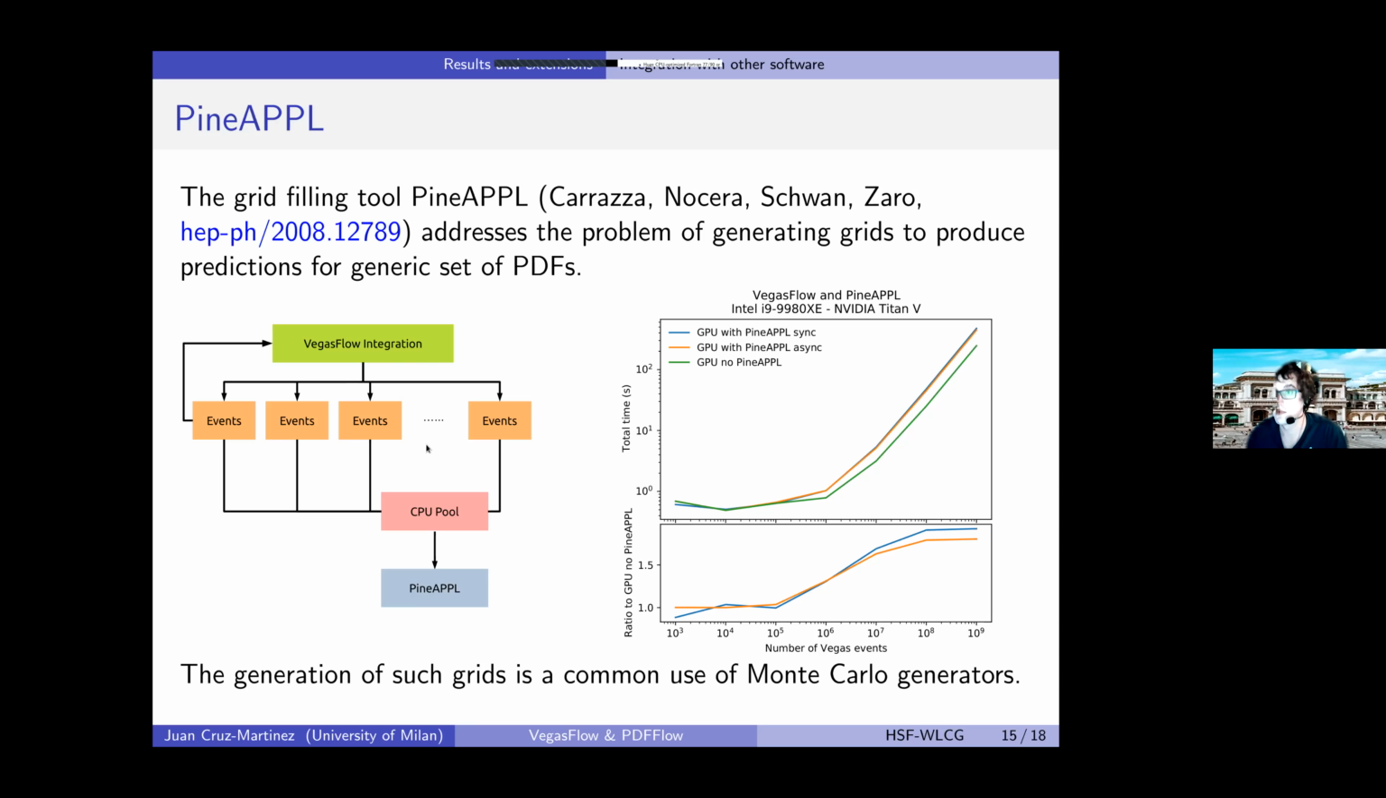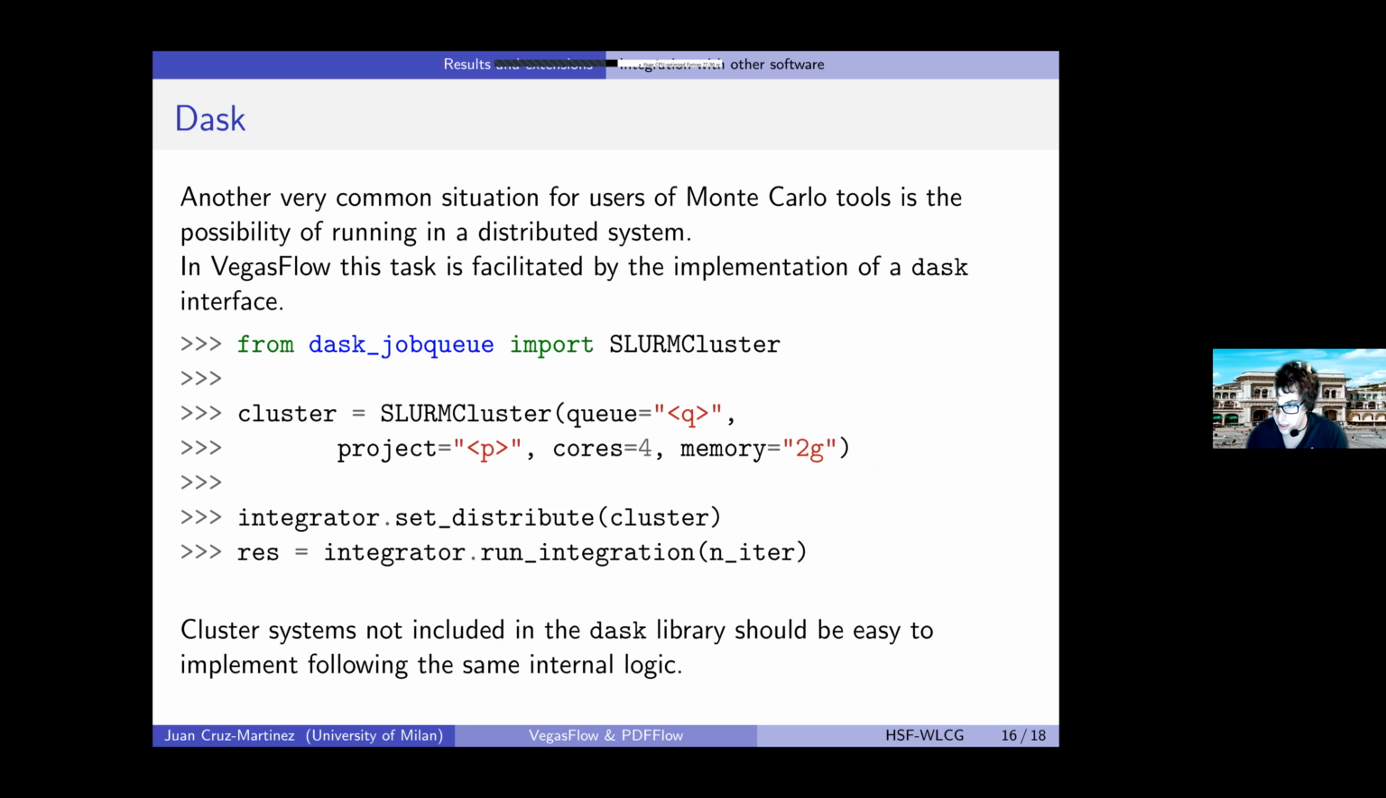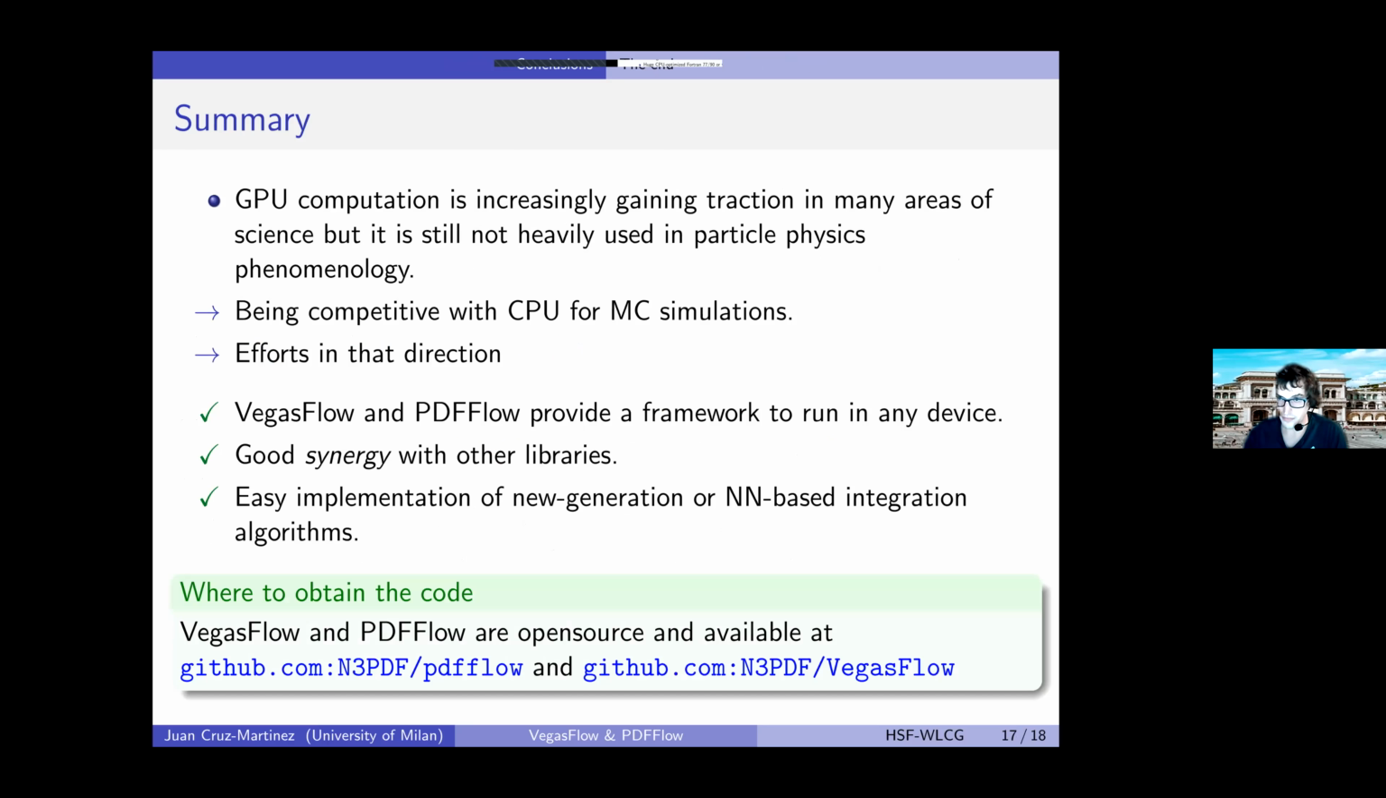So one last thing we implemented was an interface to Dask, to facilitate running in a distributed system, because it's not only GPUs in single machines that one has access to. Sadly, I don't have any distributed system with GPUs that I can test with, so I don't have any performance plots to show here. So that's all from my side.